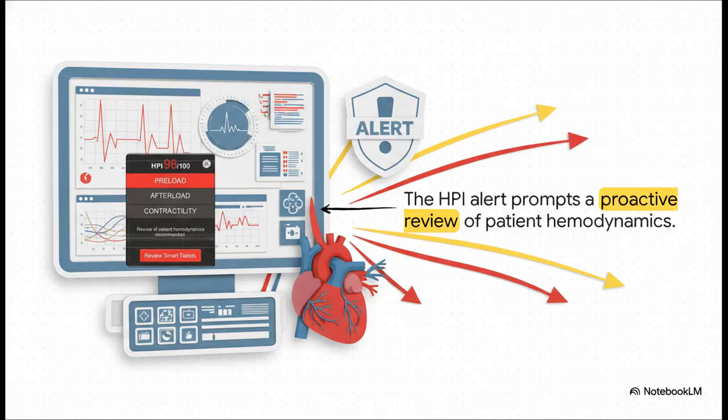So when that HPI number crosses a certain threshold, usually it's set to 85, this is what you see on the screen. An alert pops up. But this is so much more than just another alarm going off. Think of it as a specific, intelligent call to action. It's the monitor tapping you on the shoulder and saying, hey, the patient's trajectory is changing. It's time to investigate why before the blood pressure actually falls.